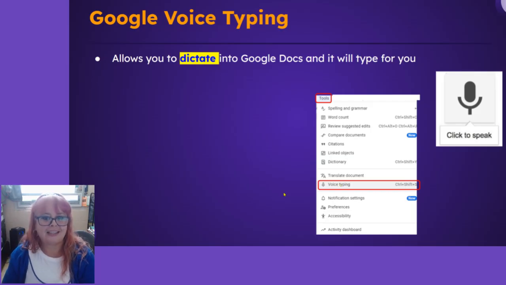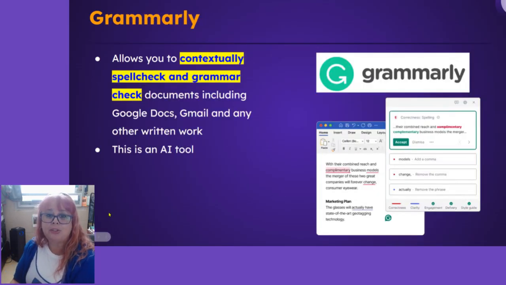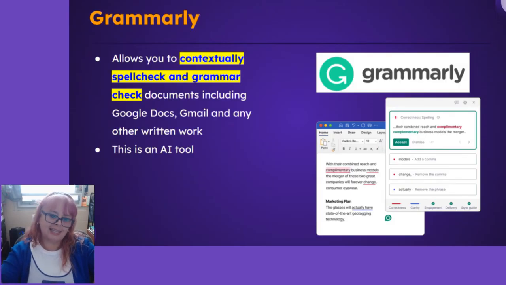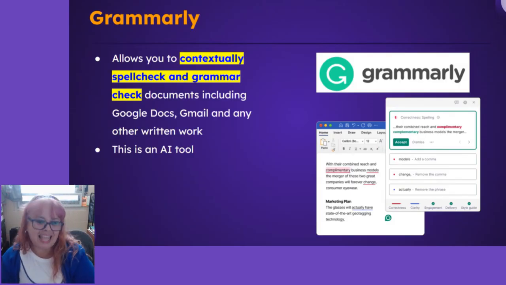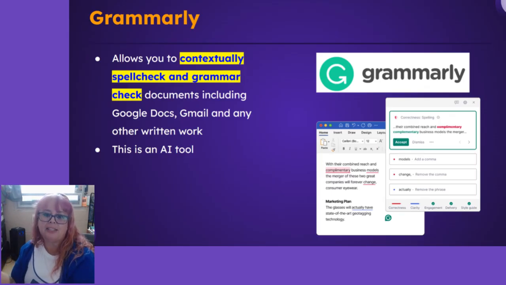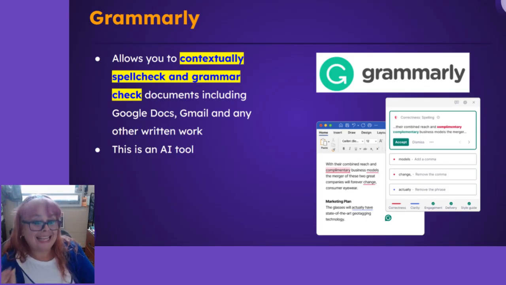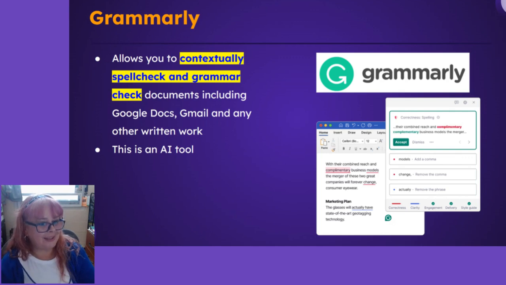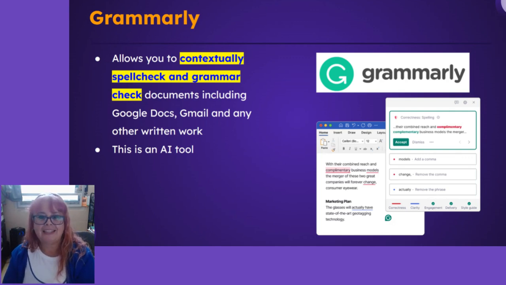Grammarly allows you to spell check and grammar check in a contextual way. Contextual means it's looking at the whole sentence and seeing how that misspelled word fits in that sentence. It works in Google. You could copy and paste stuff from anywhere into Grammarly to fix it. Grammarly is an AI tool, so if you do use it, you have to do an AI acknowledgement. Just be aware of that.